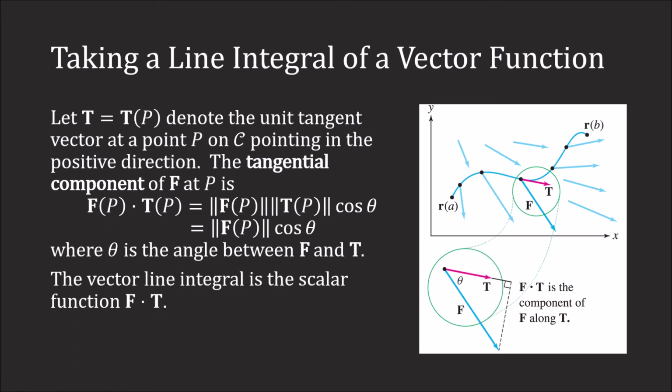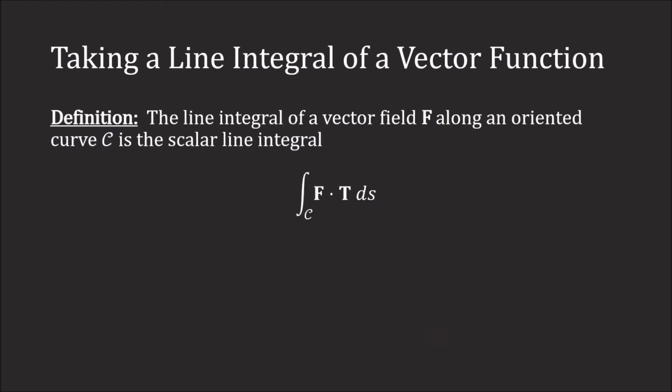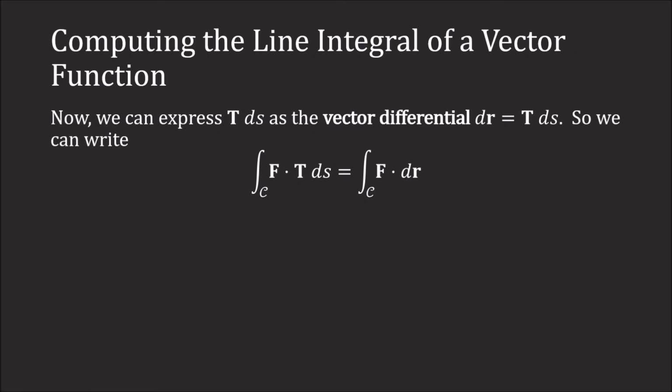The vector line integral is the scalar line integral of the function F dot T. So that's our definition. The line integral of a vector field F along an oriented curve C is the scalar line integral along C of F dot T ds. But we can express T ds as the vector differential dr. This allows us to rewrite the line integral as the line integral along C of F dot dr.